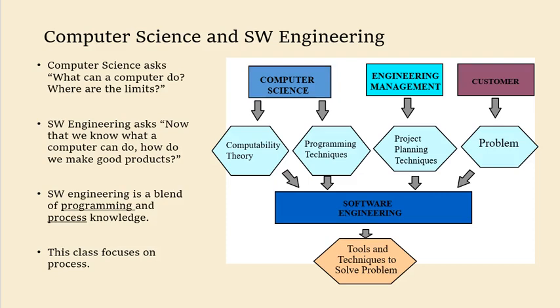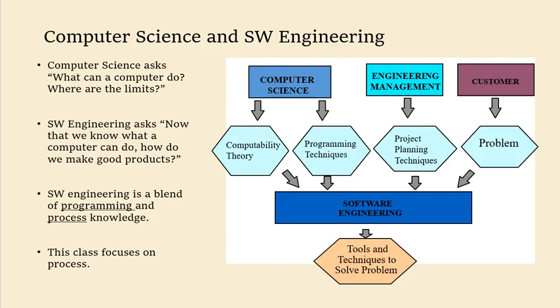How do computer science and software engineering relate to each other? The one-liner I like to use is this: computer science basically asks the question, what can a computer do? We've got this thing called a computer. What can it do? What are its limits? What computations can be performed? And then once those questions are answered, the software engineer says, okay, now we know what a computer can do. How do we use it to make good products, specifically software products?